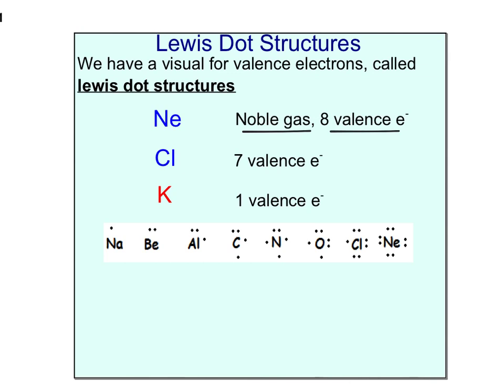So for the Lewis dot structure, I would draw 1, 2, 3, 4, 5, 6, 7, 8 dots. Chlorine, I would draw 1, 2, 3, 4, 5, 6, 7 dots. Potassium, I would just draw 1. So here are examples down here for 1, 2, 3, 4, 5, 6, 7, and 8 valence electrons, 8 being the most you can have. I realize that the dots are kind of written in a funky order. That's something that we're not going to really get into. Basically, at the end of the day, as long as you've got the correct number of dots, you're good to go.